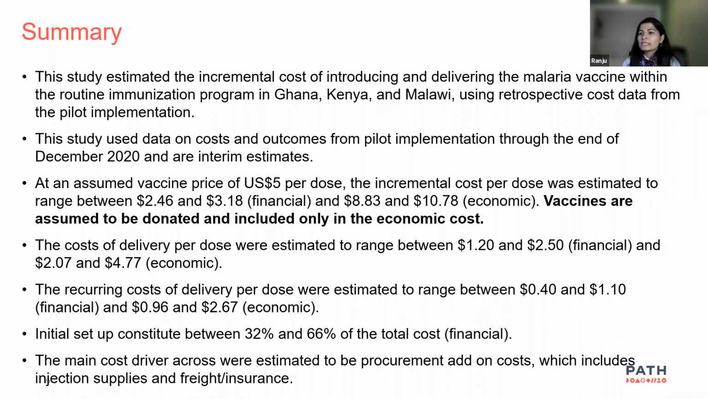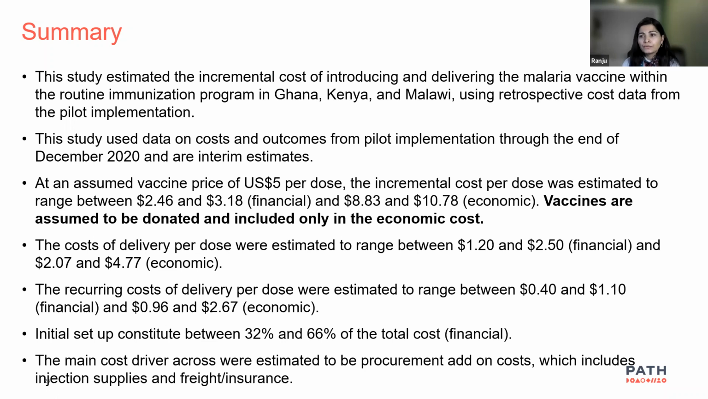And as an assumed vaccine price, just to recap the estimates, the cost per dose of administration ranged between $2.40 to $3.18 for the financial, and for the economic, we had $8.80 to almost $11. And the vaccine costs were only included in the economic cost, the cost of the product. And these estimates that you're seeing in the summary slide assume $5 per dose, again, just to remind.